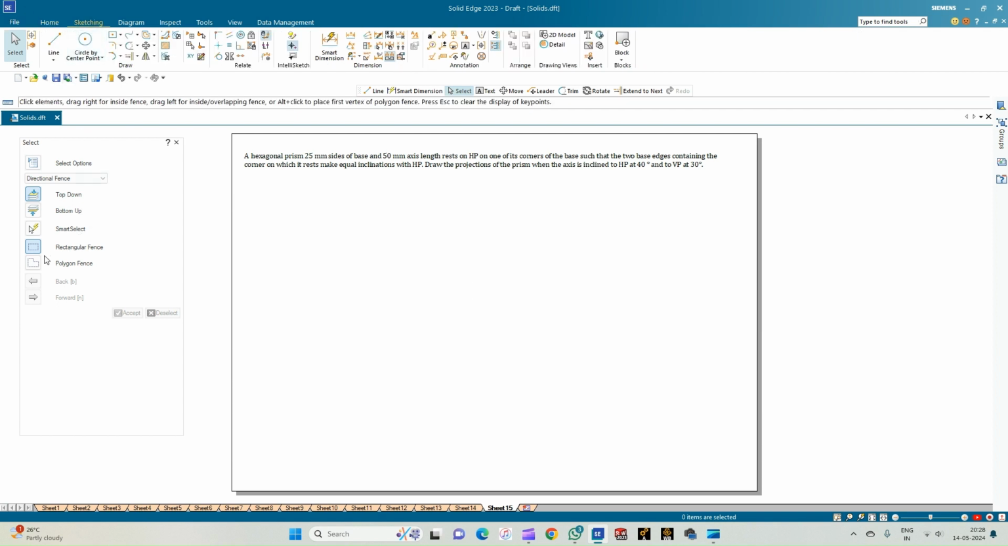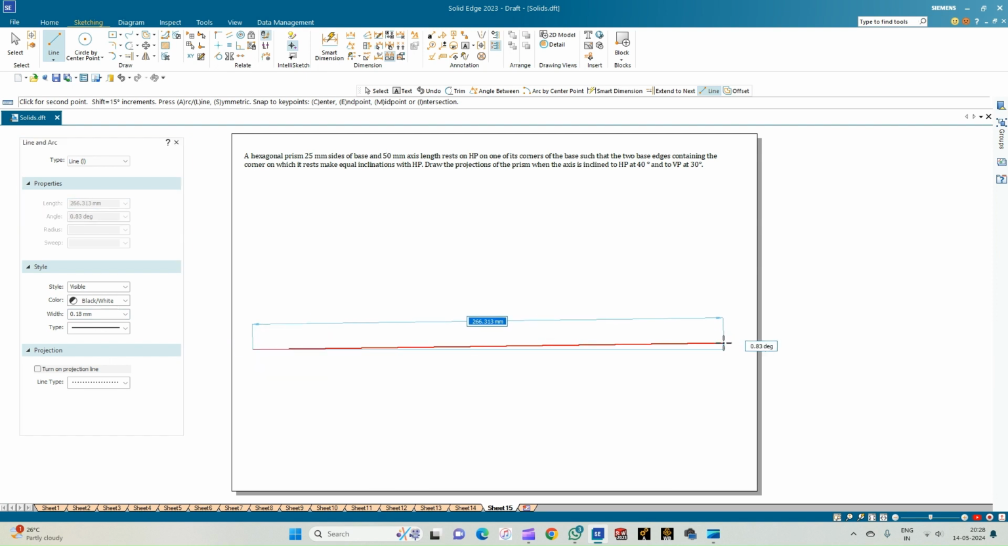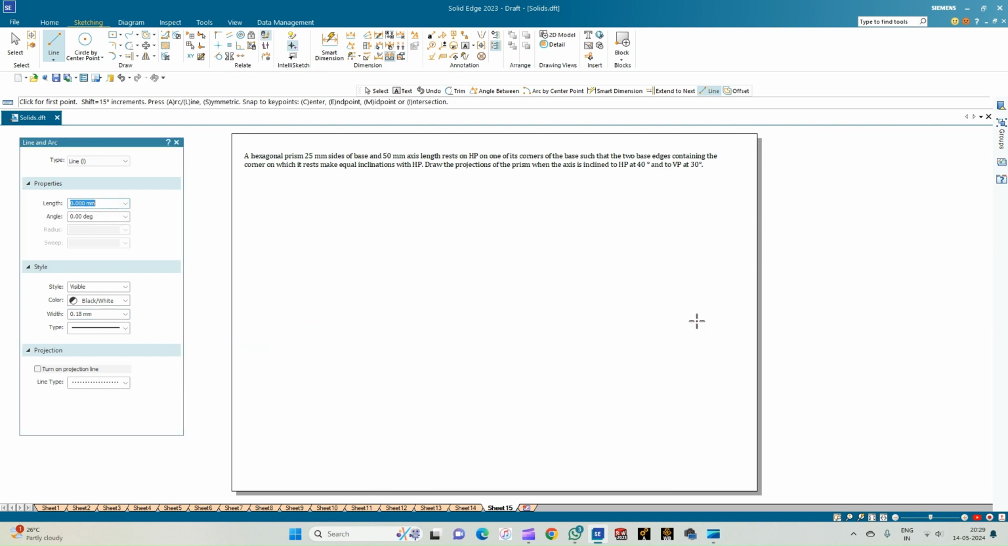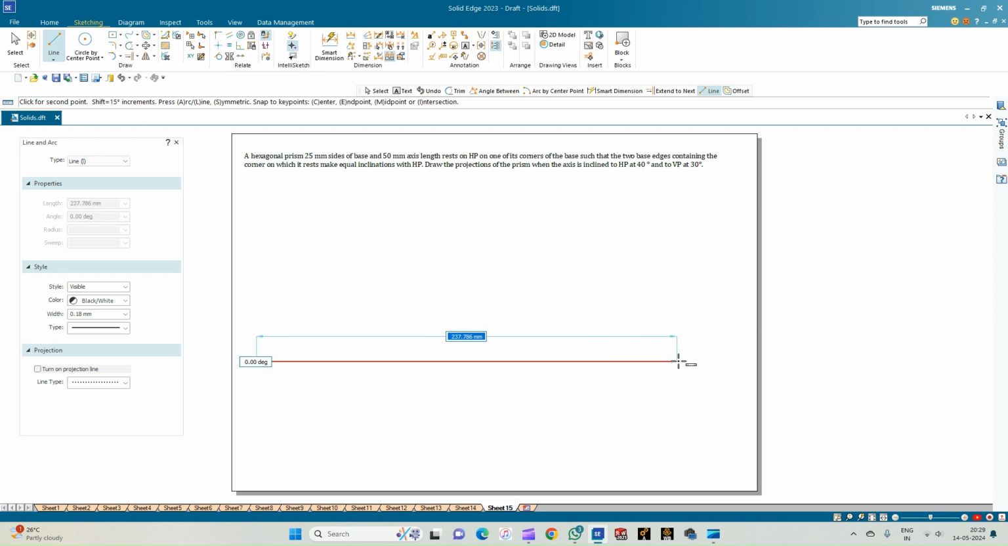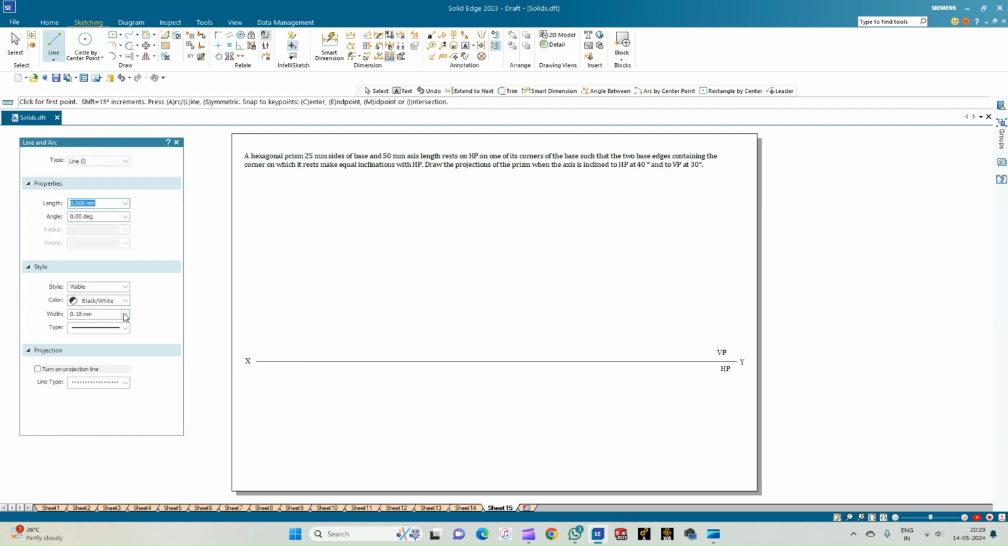So let us begin by drawing the XY line of thickness 0.18 mm. So let us initially draw a line of any arbitrary length and then annotate the line as X and Y and also the reference planes as VP and HP. So this is the reference line XY and then the plane VP and HP. We'll construct the top view of the hexagonal prism.